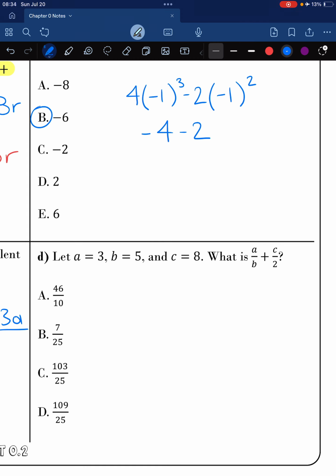Another great calculator problem. When you plug in for variables, I highly encourage you to be in the habit of adding parentheses. You absolutely do not need them in this problem, but it is just a good habit to be in.